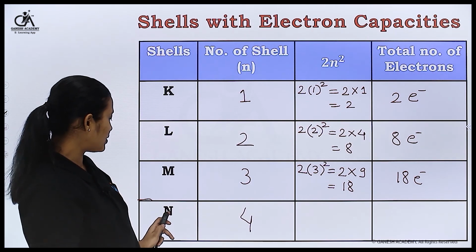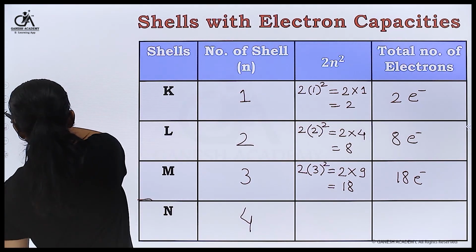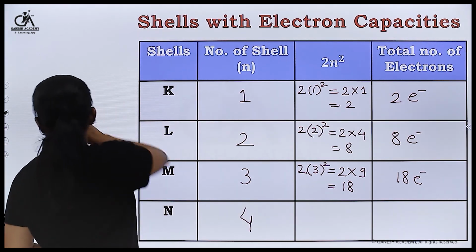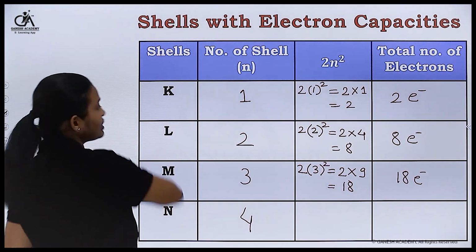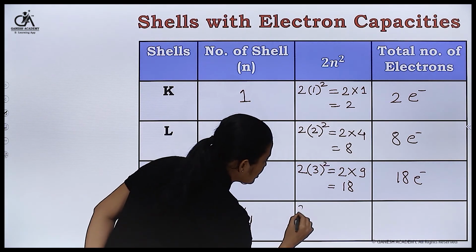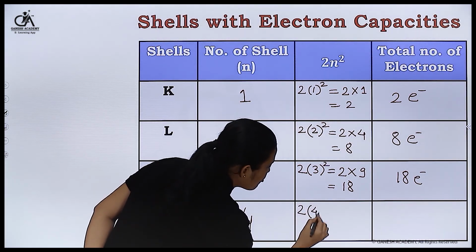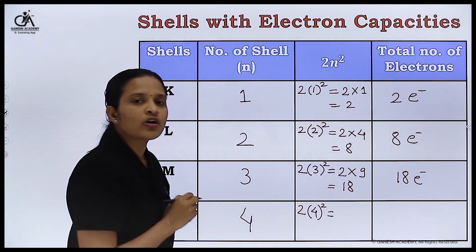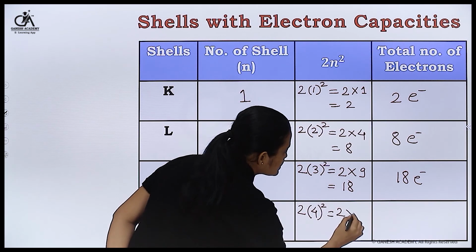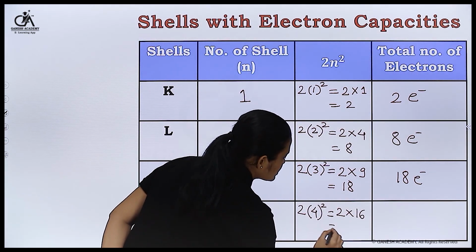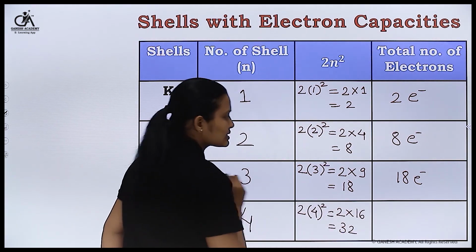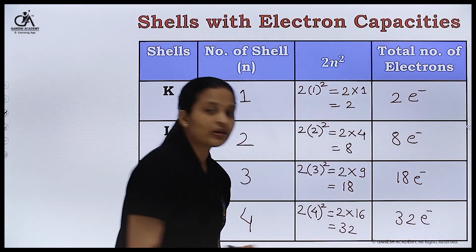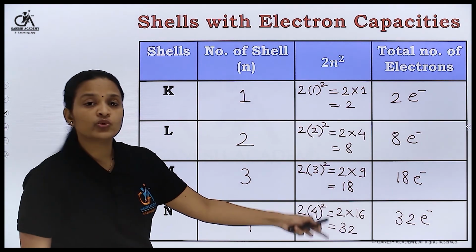After that, the fourth shell, the N shell. Again you have to use the same formula, the 2n square rule, and you have to put the value of n as 4 because it's the fourth shell. So what is the square of 4? It's 16. So 16 multiplied by 2, the answer is 32. So the fourth shell has an electron capacity of 32.